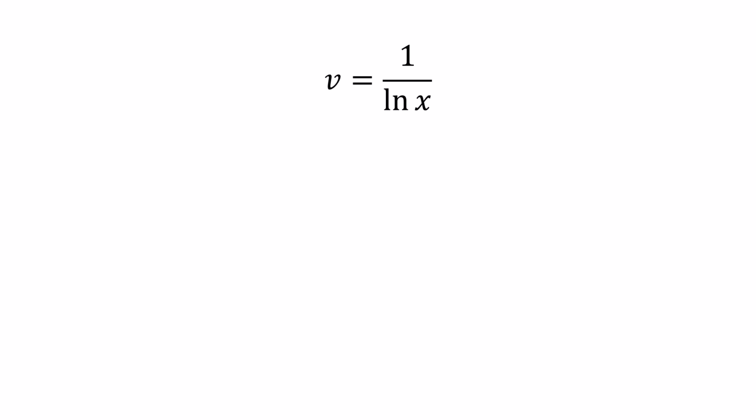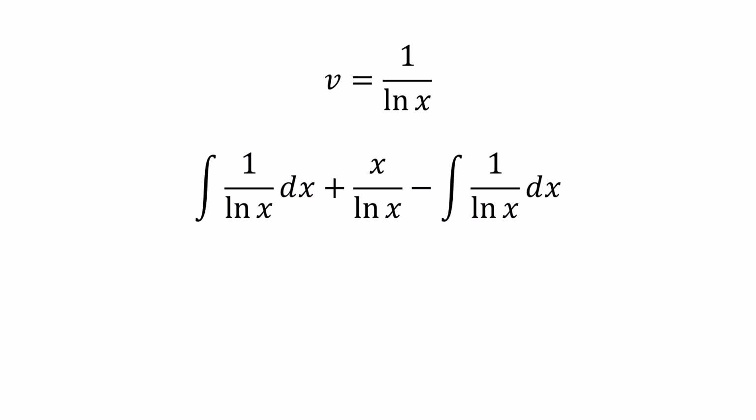Inserting v back into our original integral then gives the integral of 1 over ln of x dx plus x over ln of x minus the integral of 1 over ln of x dx. Canceling the integrals, we arrive at a final answer of x over ln of x plus c.